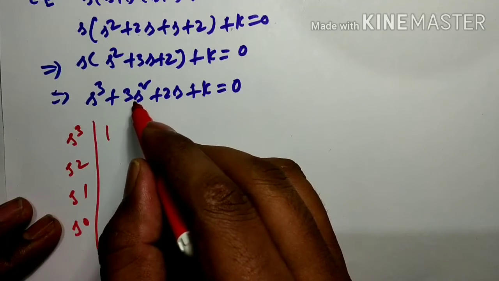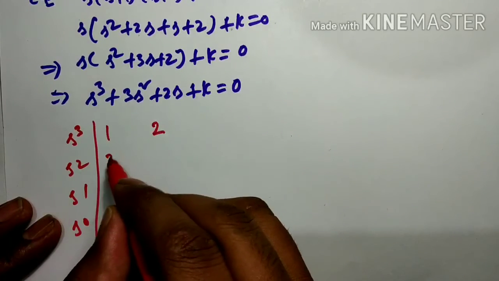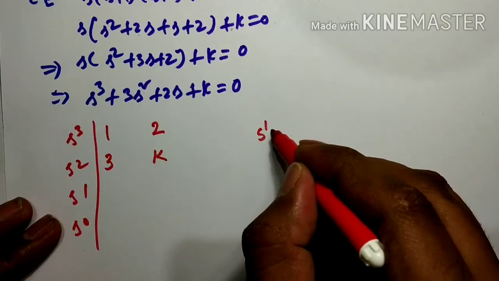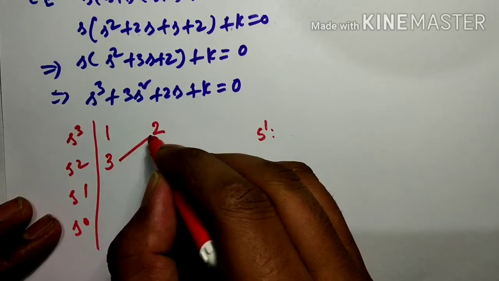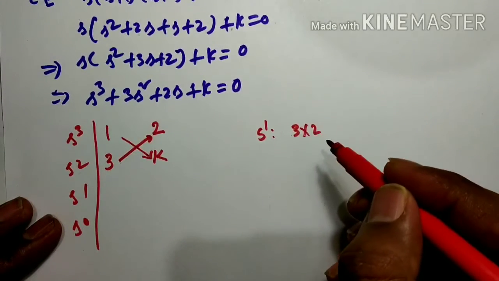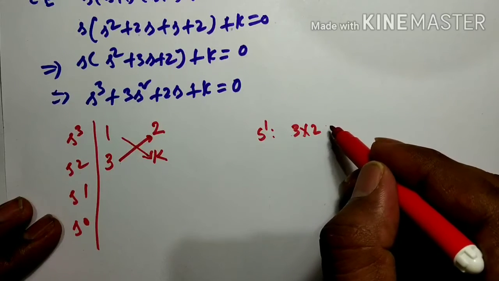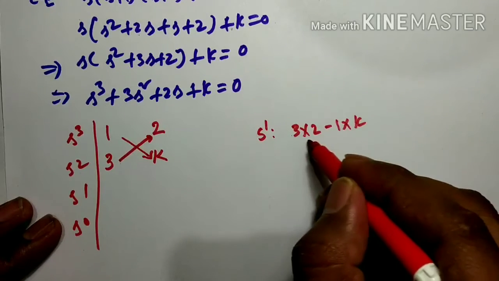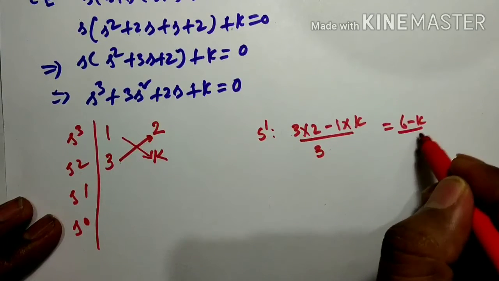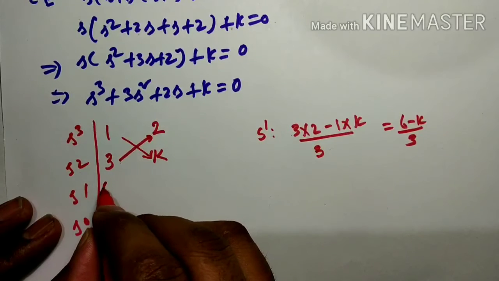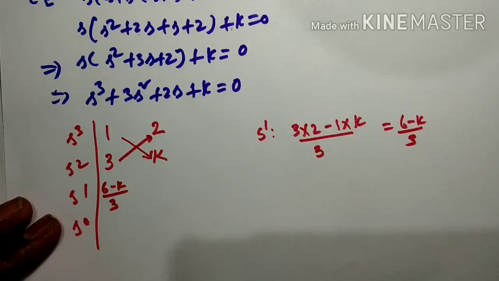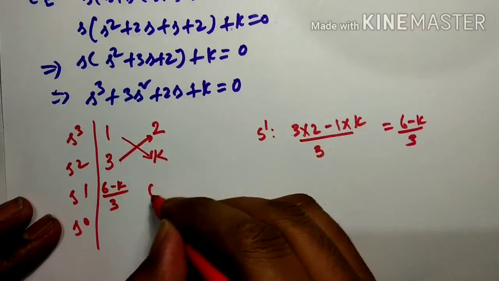Then the s squared coefficient is 3 and this one is 1. So what is the s¹ coefficient? You just multiply this, okay, multiply this. So 3 into 2 minus 1 into k, divided by 3, you get a 3. So what is that? 6 minus k by 3. So this value is (6 minus k) by 3. So further it becomes 0.